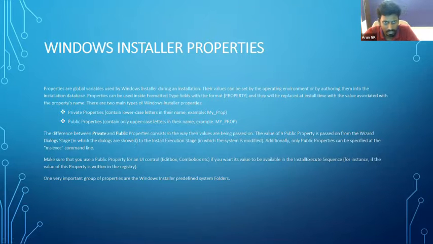For using Advanced Installer, we need some properties to carry over all the phases of the installation, throughout the installation. For that, there are two kinds of properties, private properties and public properties. Public properties are all uppercase letters. We use these public properties in all the stages of the installation.